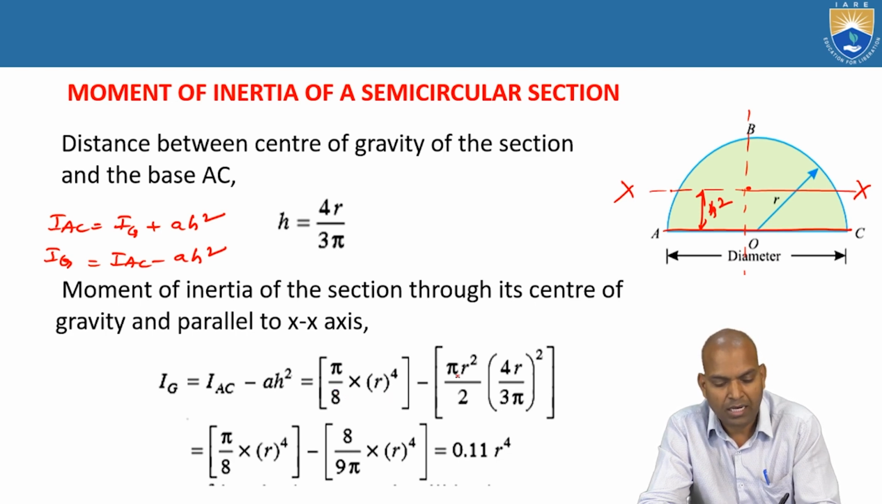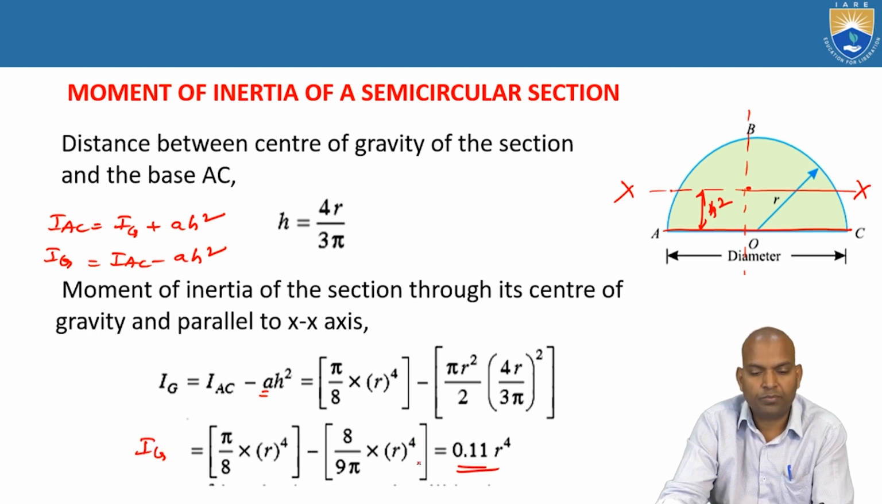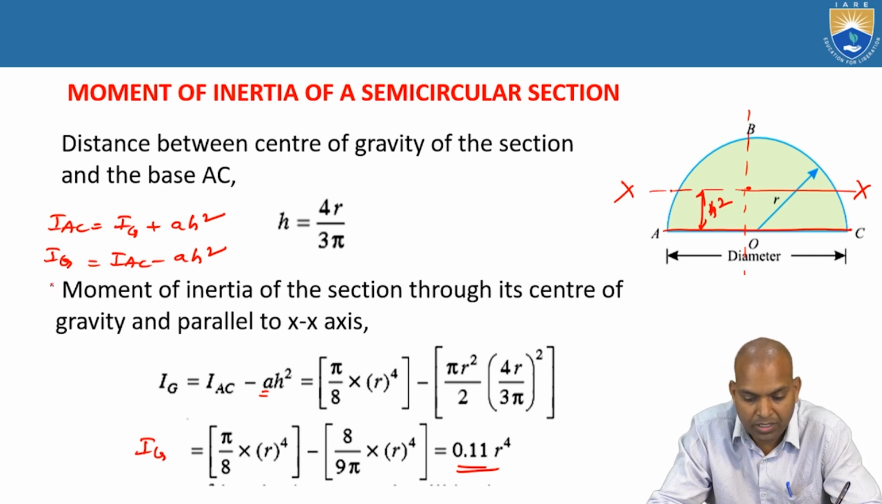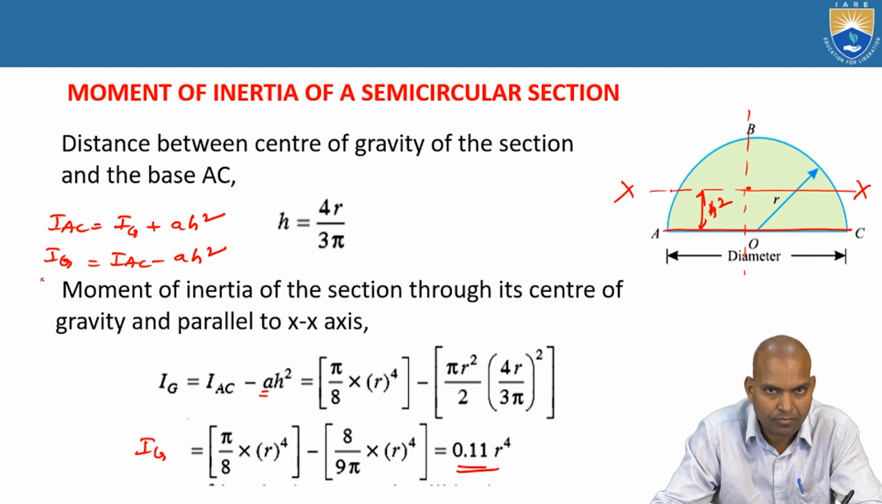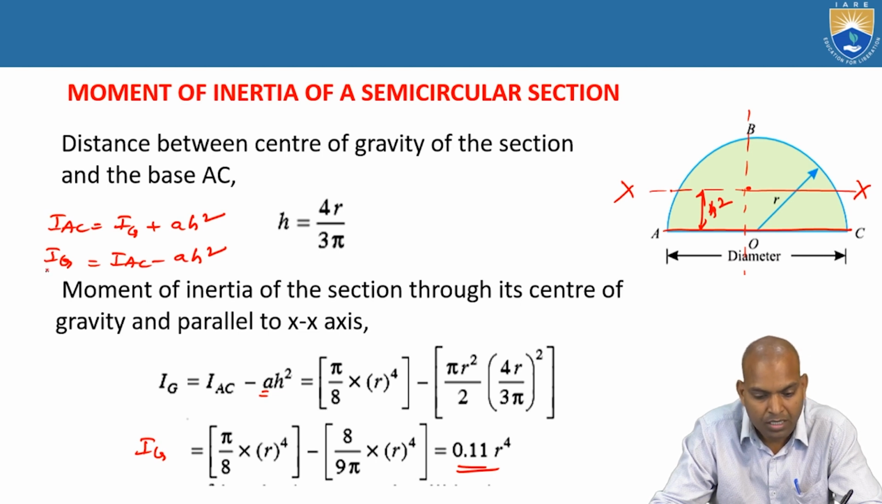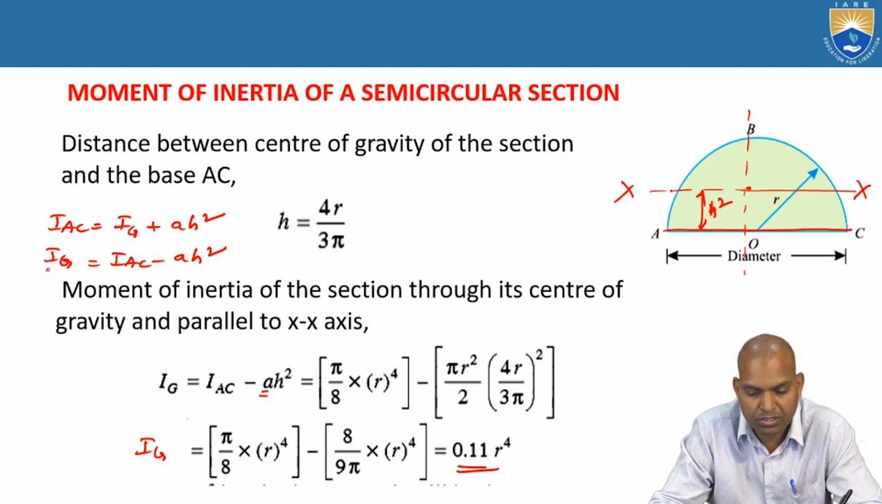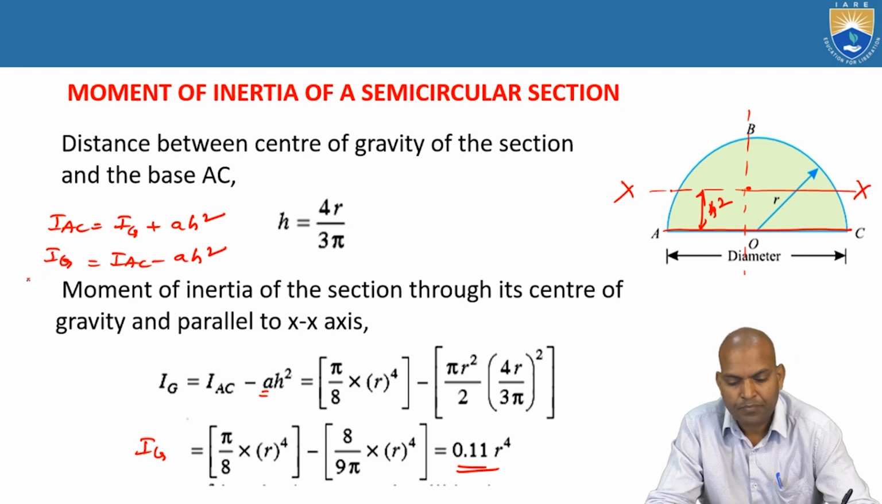Substitute here: pi r square by 2 for the area, and h equal to 4r by 3 pi, whole squared. Then if you simplify further, I_G comes as 0.11 r power 4. This is the moment of inertia of a semicircular section.